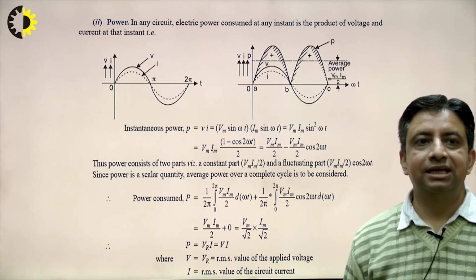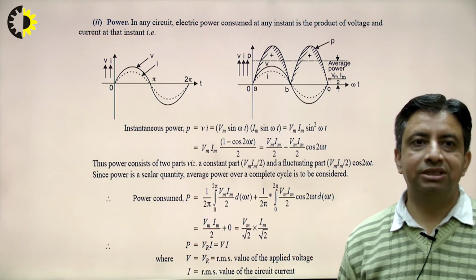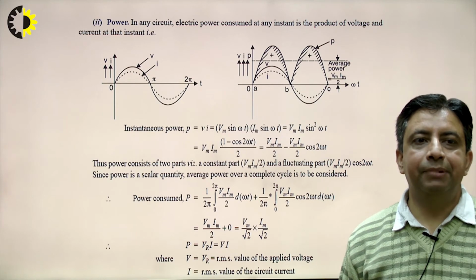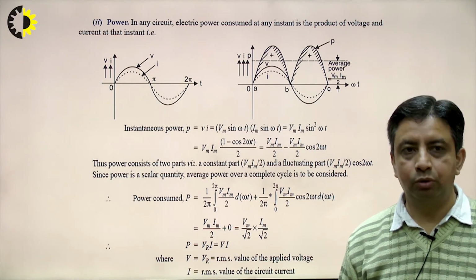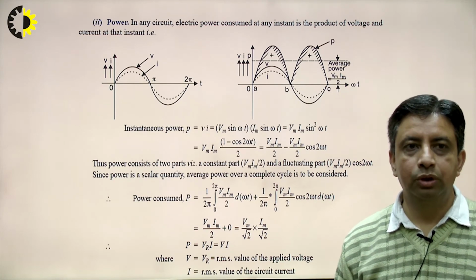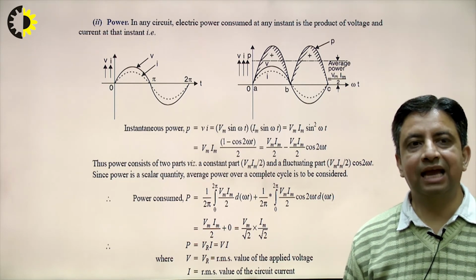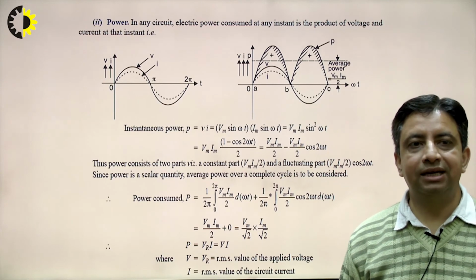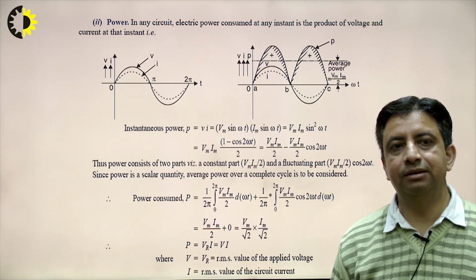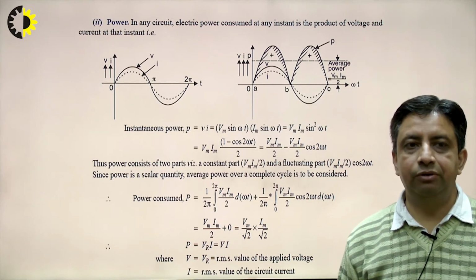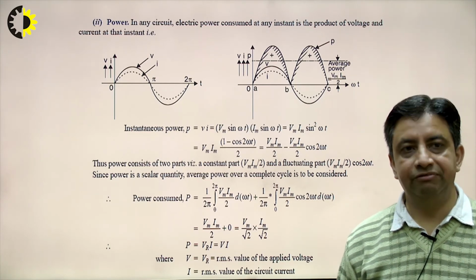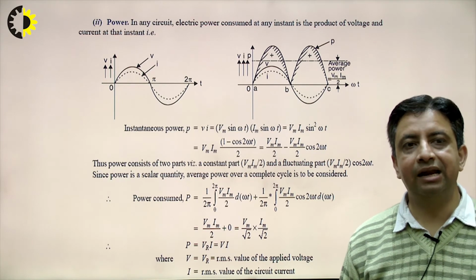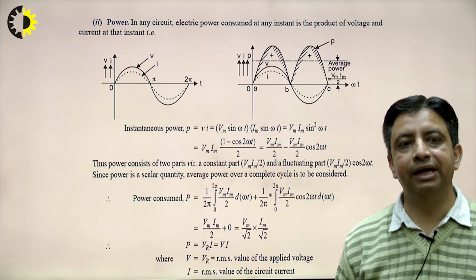So, that means the average value of the first term will be equal to Vm Im by 2, and again we can rewrite it as Vm by root 2 and Im by root 2. We know that this is a sine quantity. So, what is the relationship between RMS value and the maximum value? RMS value is equal to Vm by root 2, that we have proved in the previous lecture. Similarly, I RMS will be equal to Im by root 2.